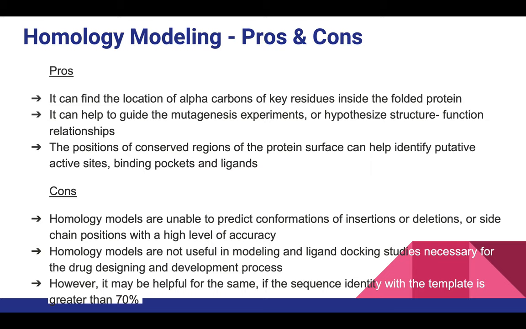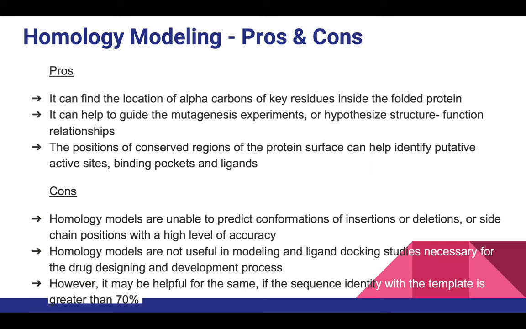The cons, or the downside, again, there are three as well, to be fair. First, homology models are unable to predict conformations of insertions or deletions or side chain positions with a high level of accuracy. You have to build that up, as you have seen in the steps. Second, the models are not useful in modeling and ligand docking studies necessary for drug design and development processes, because usually it has to be followed by X-ray crystallography or NMR.